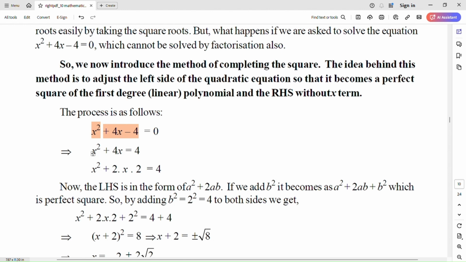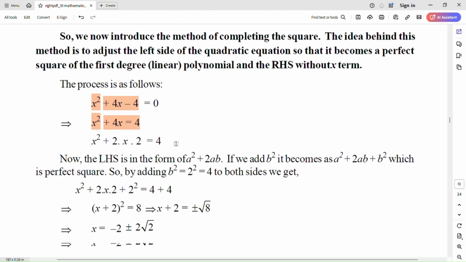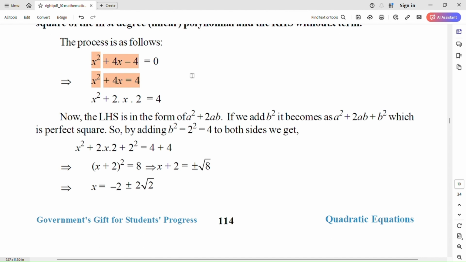Now look at this: x square plus 4x minus 4 equal to 0, which implies x square plus 4x is equal to 4. Correct. Now I can rewrite this 4x as x square plus 2 into x into 2. If you remember, a plus b whole square is a square plus 2ab plus b square. So there is a square term and a 2ab term, which means b is nothing but 2. So I should have one b square term on the LHS, correct?